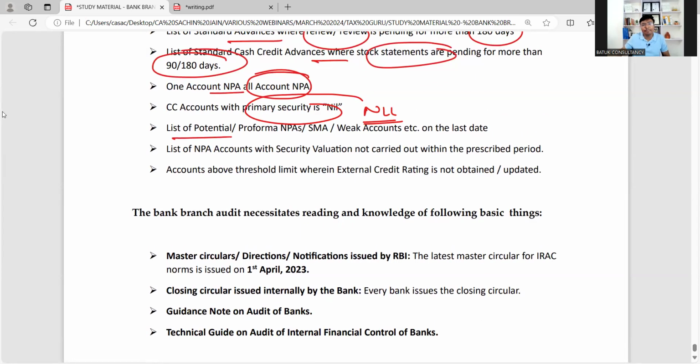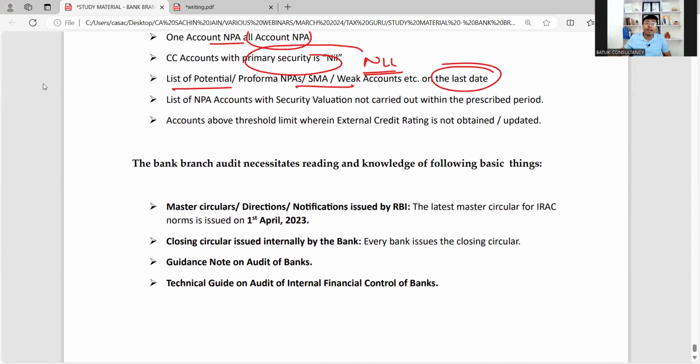List of potential NPA, SMA, weak assets on the last date. List of NPA accounts with security valuation not carried out within the prescribed period. As we all know, जैसे ही कोई account NPA हो जाएगा, उससे पहले भी हर 3 साल में एक बार valuation करवाना होता है. There is a mandatory requirement of the valuation. So in that case, we need to check whether the valuation has been conducted or not. Because the valuation report is the key document for us, so that we can identify कि जितना मेरा outstanding है उससे ज्यादा की property तो बैंक के पास में है या फिर नहीं है.